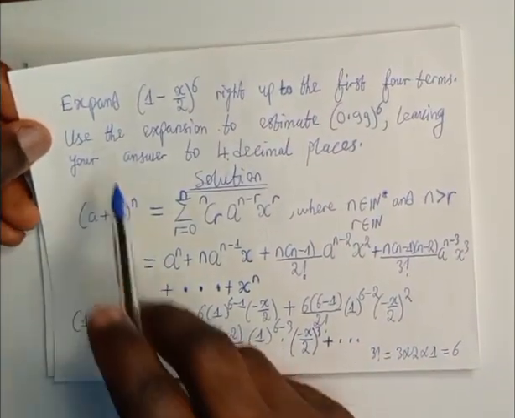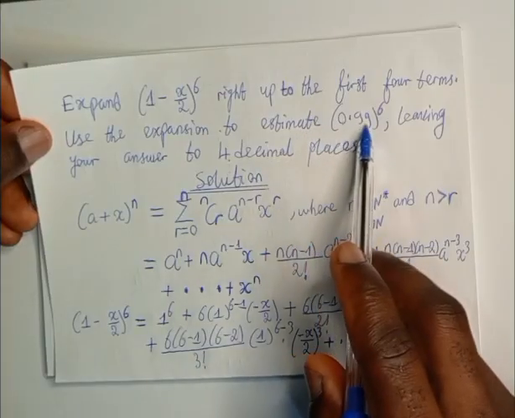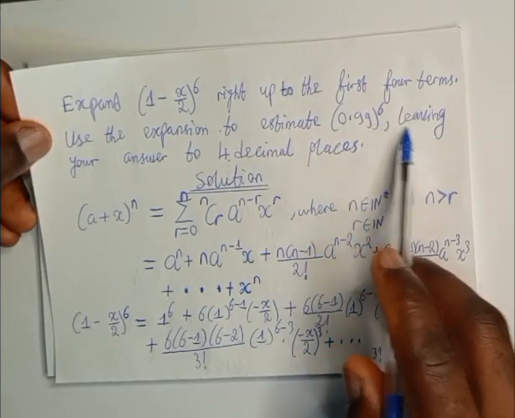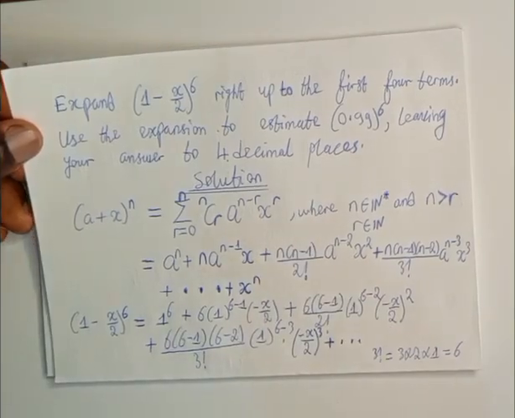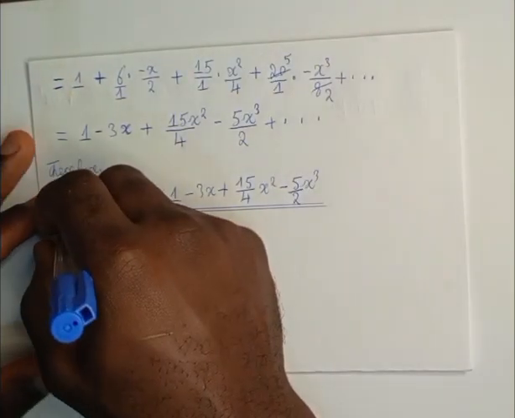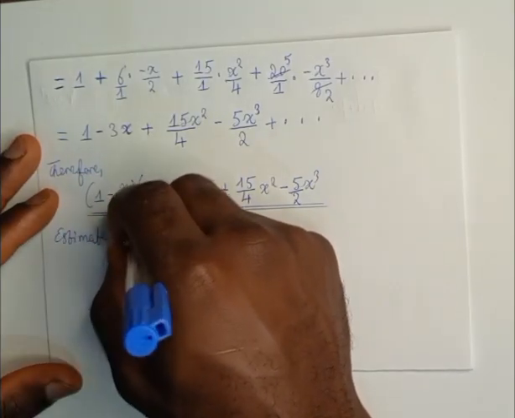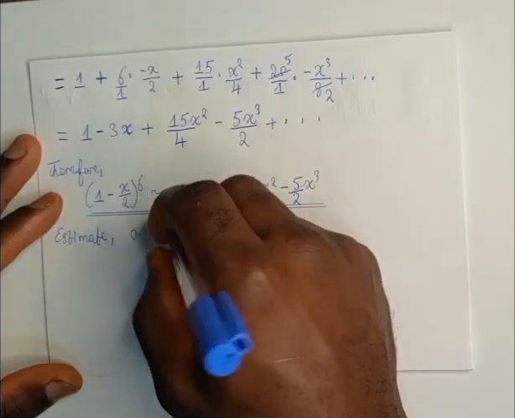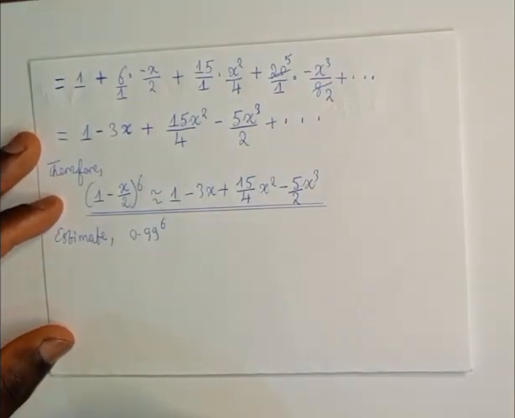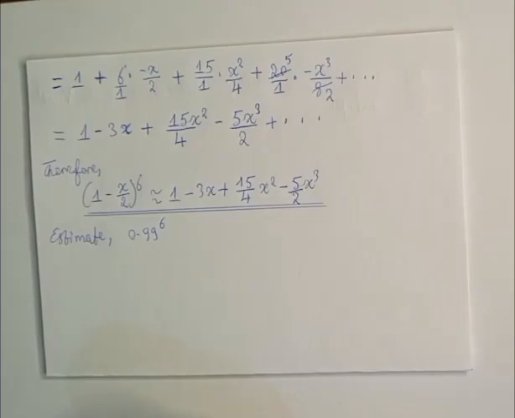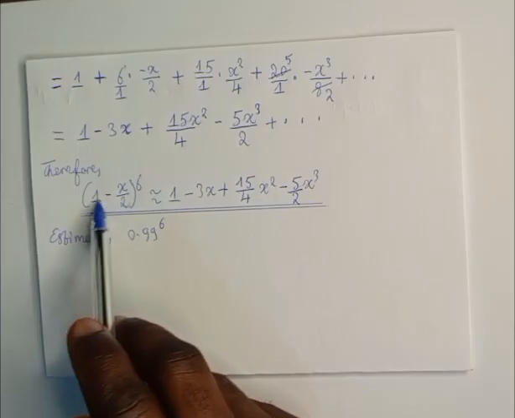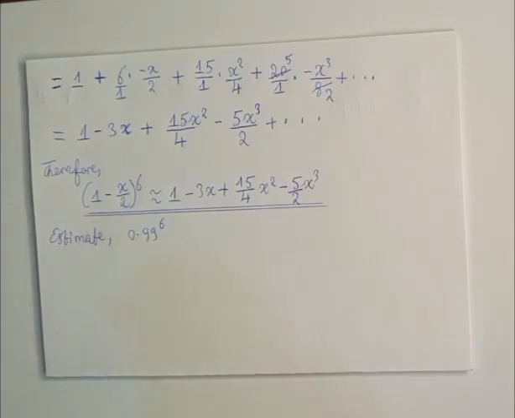We move now to the second part of the question. The second part of the question is asking us to use the expansion to estimate 0.99 raised to the power 6, leaving your answer to 4 decimal places. Estimate 0.99 raised to the power 6. First, what we are going to do is we need to find the value of x such that if we replace x in 1 minus x over 2, we simplify, we are going to obtain 0.99.